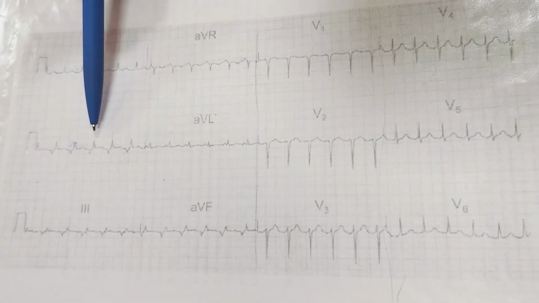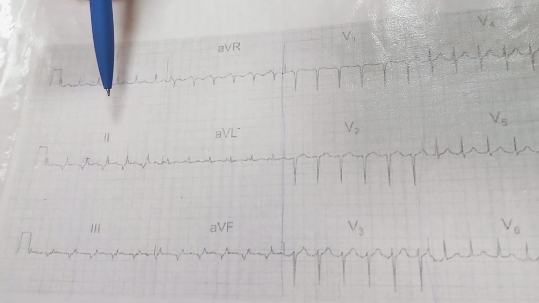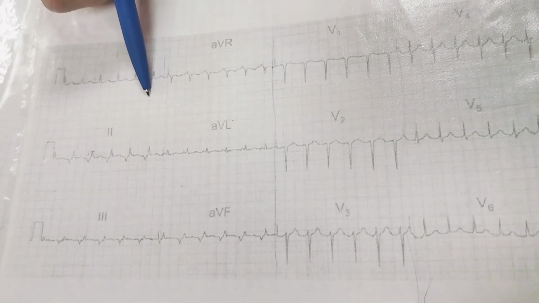Tachycardia. Let's check for P waves. It is a T wave. The P wave is absent. Non-sinus tachycardia. It's supraventricular.